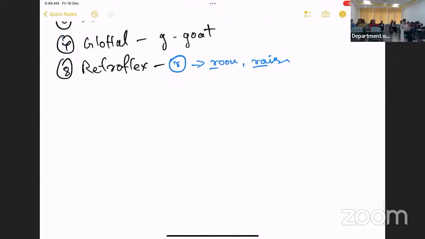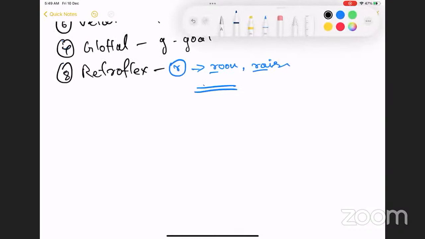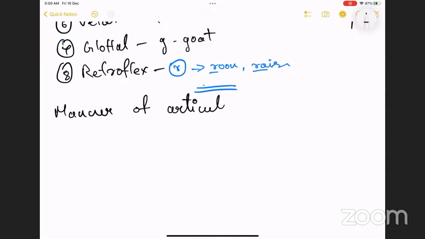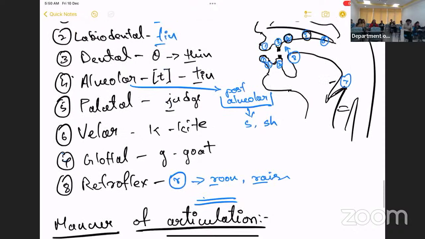All right. So now let's move on to the manner of articulation. Anitha, you may also discuss the difference between the hard palate and the soft palate, like which one is considered hard palate and which one is considered soft.